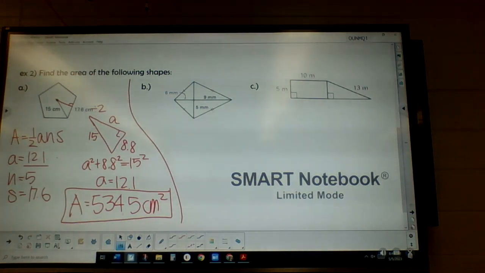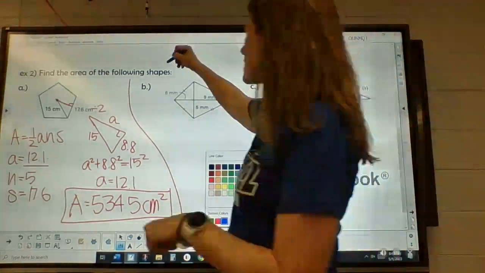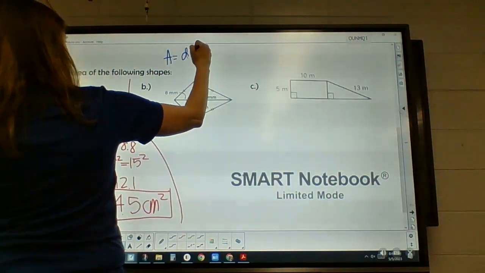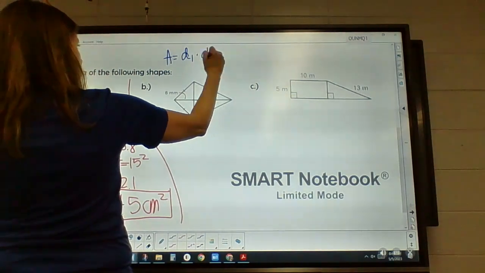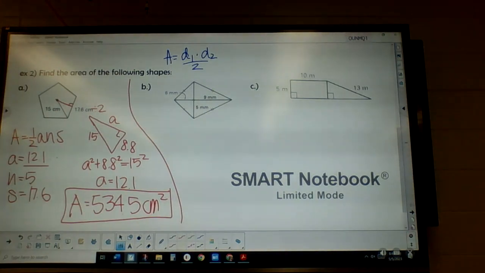Our next one here is a little kite. In our kite, we need to use the formula that talks about the diagonals. Now be careful that you don't get it mixed up with the trapezoid. This one we multiply the diagonals and divide it in half.